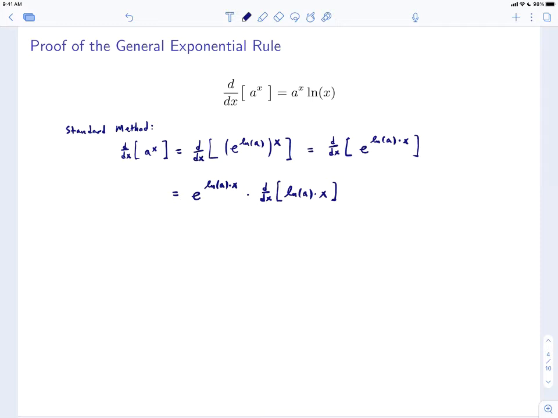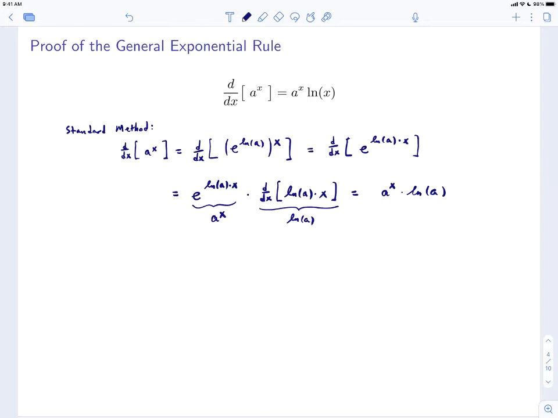Now the first thing here, e to the ln of a times x, that's just a to the x again. Remember, we started with a to the x and we rewrote it as e raised to the ln of a times x, but here that same expression is again e to the ln of a times x, so that's just a to the x. And over here we have the derivative of a constant times x. So the derivative of a constant times x with respect to x is just that constant again. So what do we have? We have a to the x times ln of a, which is exactly what we wanted to show.